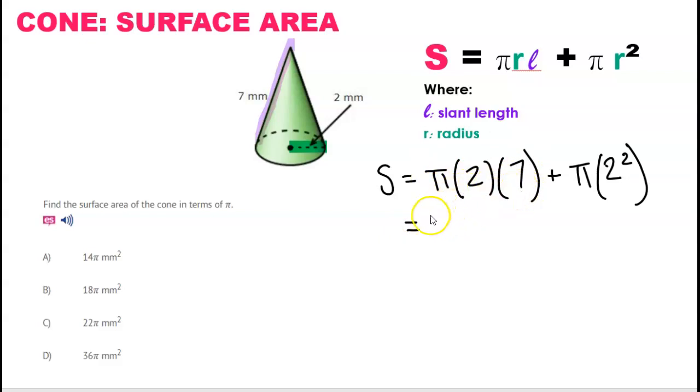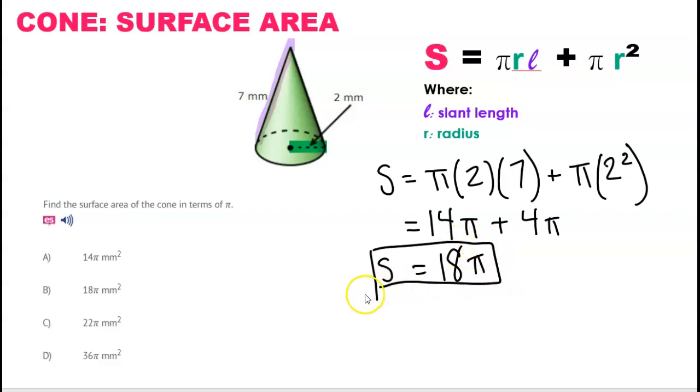So 2 times 7 is going to give us 14, and we have that pi there. Then we have 2 squared, which is 4 with the pi. So we have 14 pi plus 4 pi. So we have 18 pi. So our correct answer is B.